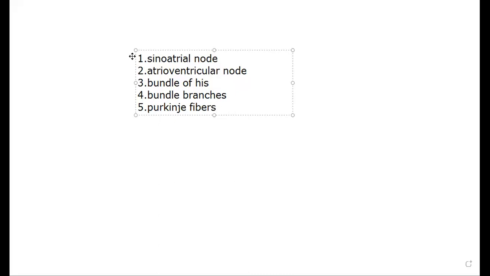From there, they ascend. They get distributed. So this summarizes everything about the heart's conducting system. How does the electrical activity move from the sinoatrial node and find itself in the muscle fibers and cause muscle contraction?